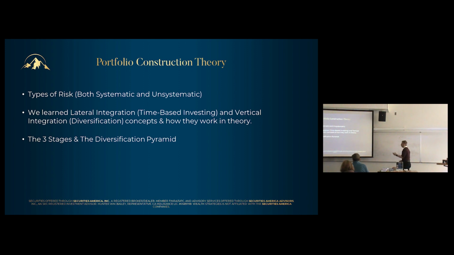So we moved into more of our portfolio construction theory, talking about our types of risk. We learned about lateral integration, which is basically the way that we split up the different time periods: we have our short-term stuff that we can pull our cash from if we have cash needs, or things we can use for buying opportunities. Stuff in the middle, our stage 2, would be a lot of your index funds, maybe some intermediate term bonds, things where you take some risk, but you're not speculating.